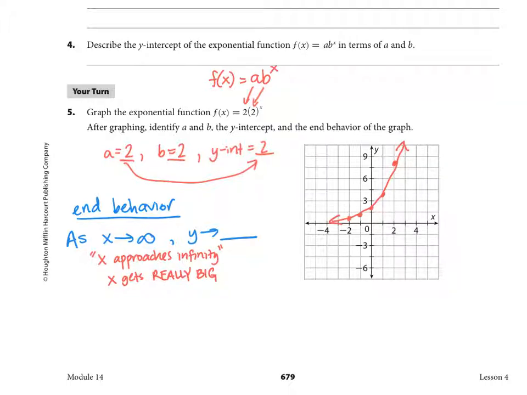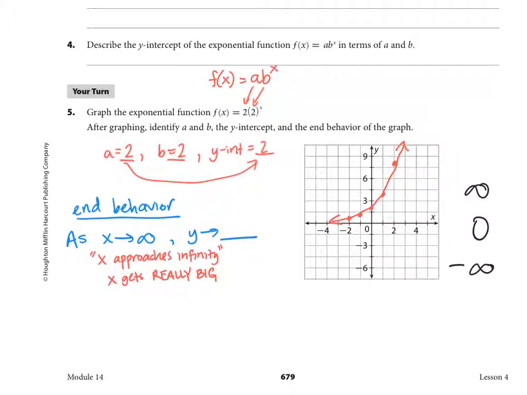y is either going to approach infinity, and that means y is going to get really big. Or y is going to approach 0. So it's going to get into 0.1, 0.0001. It's going to get really, really close to just being nothing, to being 0. Or it's going to go really, really low to negative infinity.